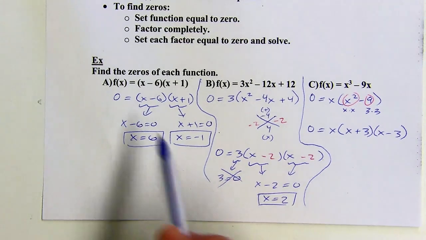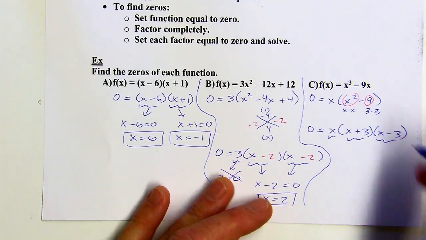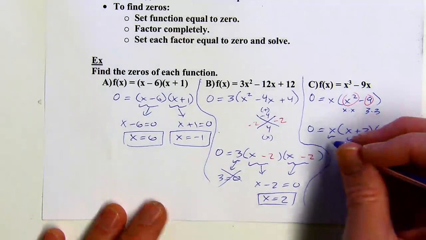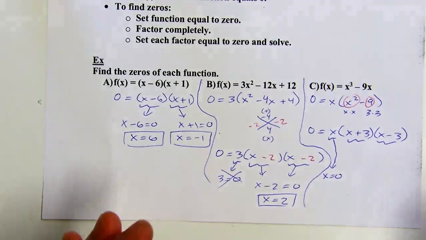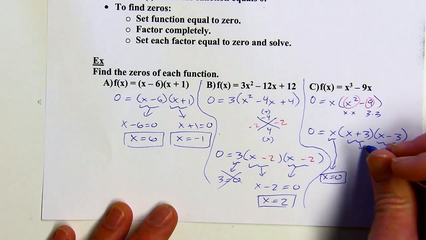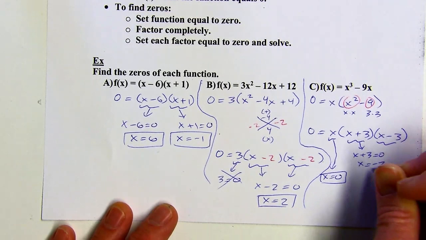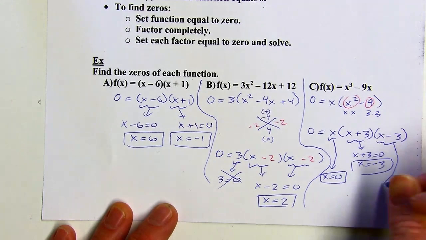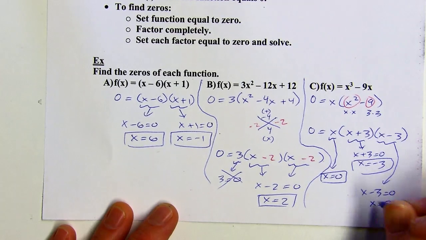There's not always going to be 2 factors like problem A. This one has 3 factors, and all 3 of them are going to lead to a different 0. So if x equals 0, well, there's nothing to do there. That's just one of my zeros. Okay? Or if x plus 3 equals 0, then x equals negative 3. And if x minus 3 equals 0, then x equals positive 3.